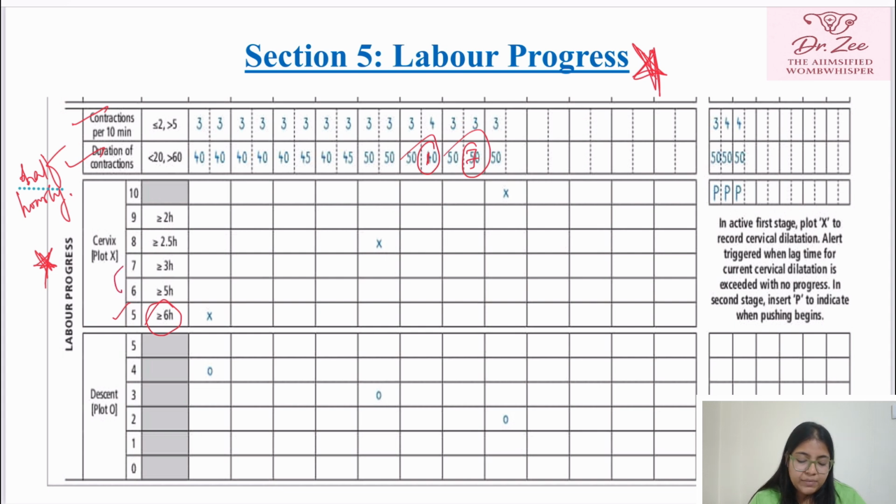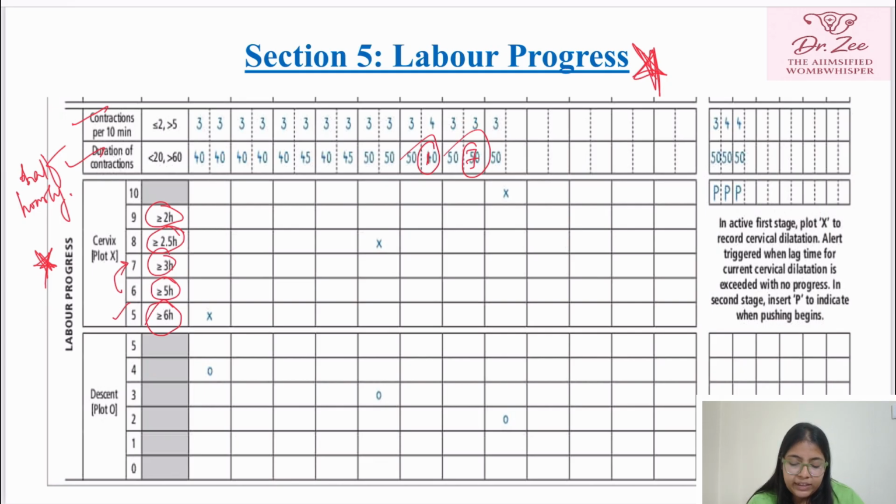Okay, similarly, to go from 6 to 7, 5 hours time has been given, 7 to 8, 3 hours, 8 to 9, 2.5 hours, 9 to 10, 2 hours. So all this time is given. So you see here, in the first hour when she was 5 centimeters, then after 4 hours she was checked and she was 8 centimeters. So that is normal progress. If she had been even 6 centimeters after 4 hours, that was normal only.